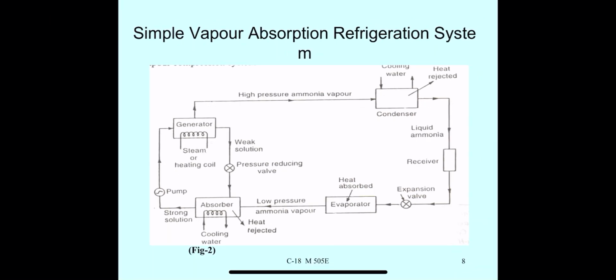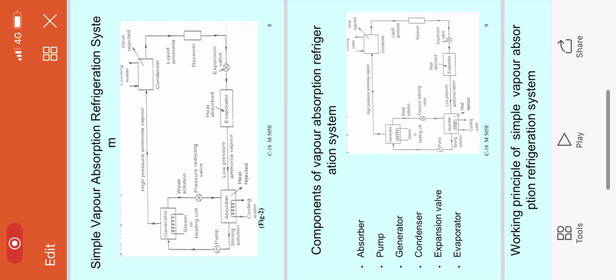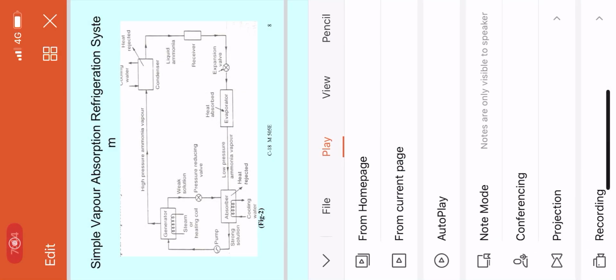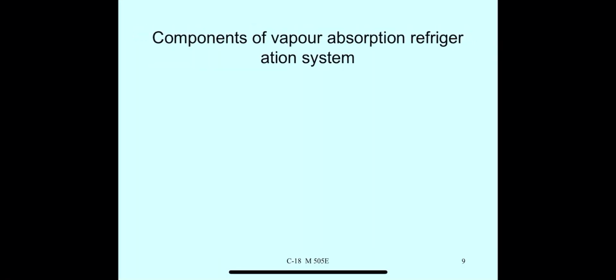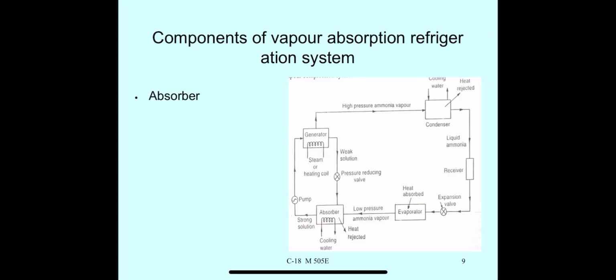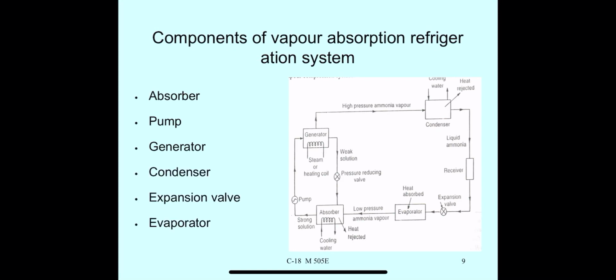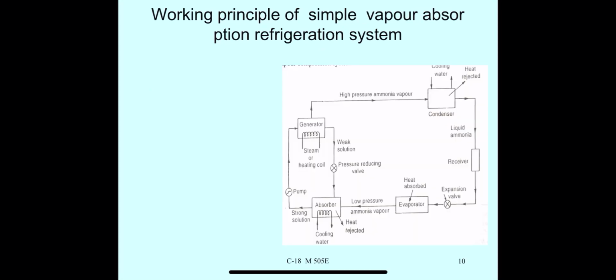Okay, this is the block diagram. Next, the components of the vapor absorption refrigeration system. First one is the absorber, pump and generator, condenser, expansion valve and evaporator. Already we learned that. Once again, see the components. Next, the working principle of the vapor absorption refrigeration system.